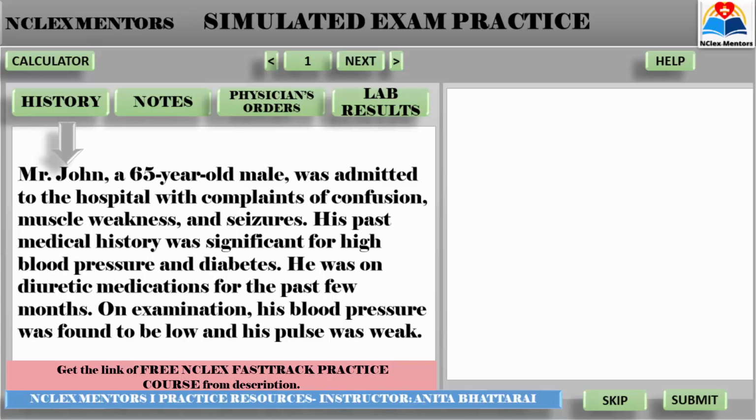Let's take an example. In the current case study, we will cover 6 questions based on the case study given. Please do not forget to go through the nurse's notes, physician's orders, and lab values while going through these questions.